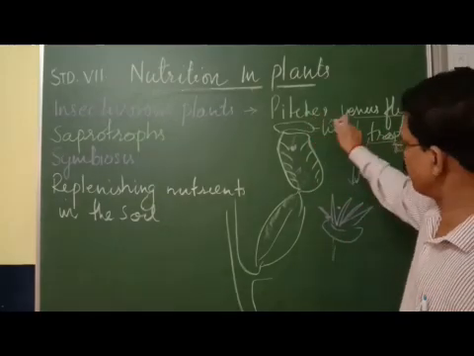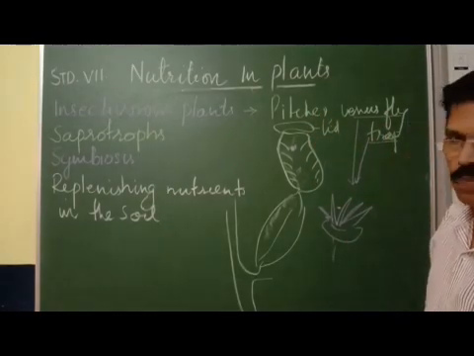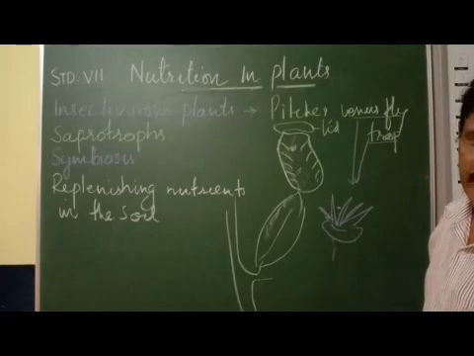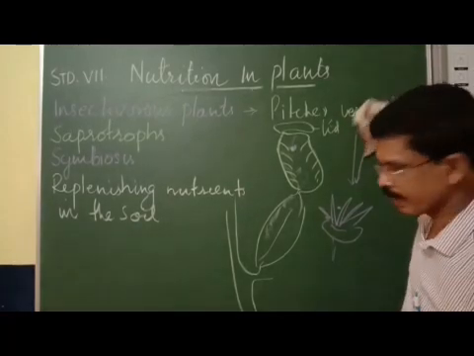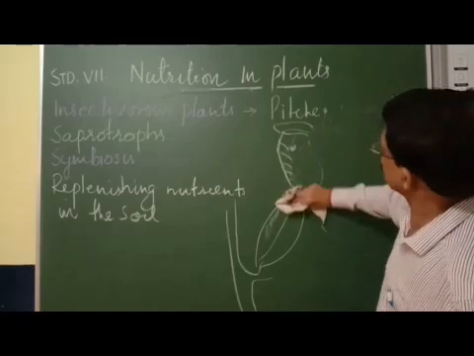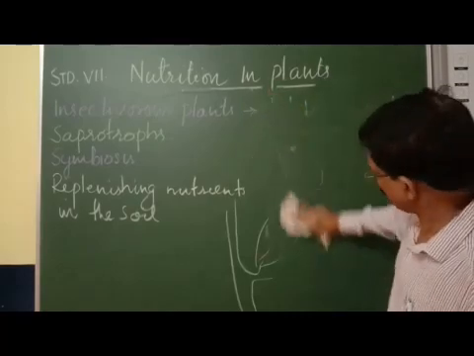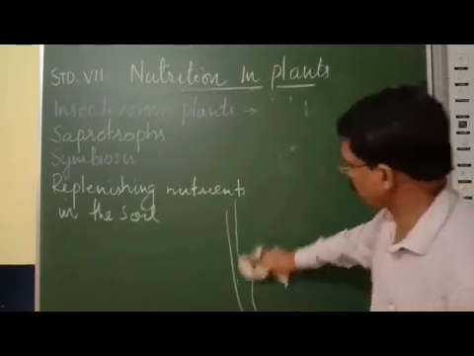So pitcher plant and Venus flytrap are the two insectivorous plants. They get nutrients from the insects. Clear? Clear. Now we are going to the next part of the heterotrophic nutrition.